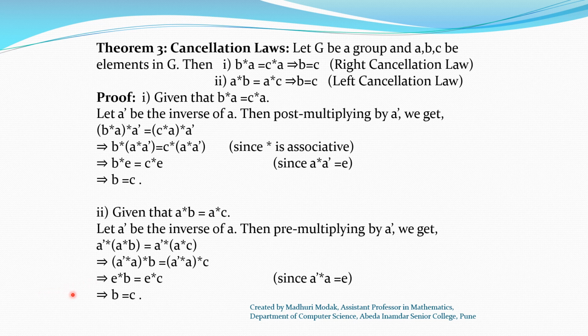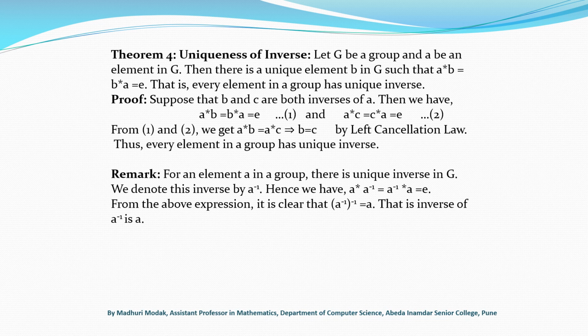Again, by using the definition of identity, we get E star B as B and E star C equal to C. Thus we get B equal to C. So from A star B equal to A star C we get B equal to C. This law is known as the left cancellation law. Thus, we have shown that in any group G, left as well as right cancellation laws hold.